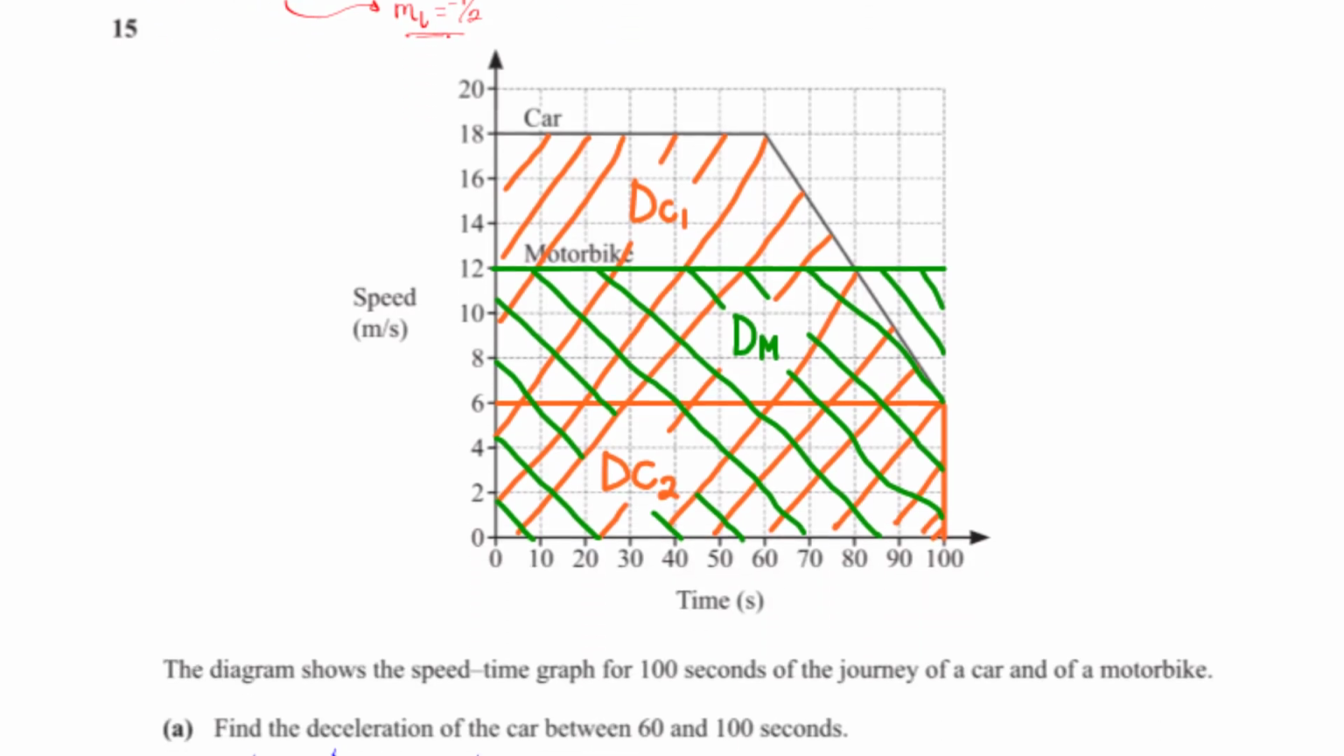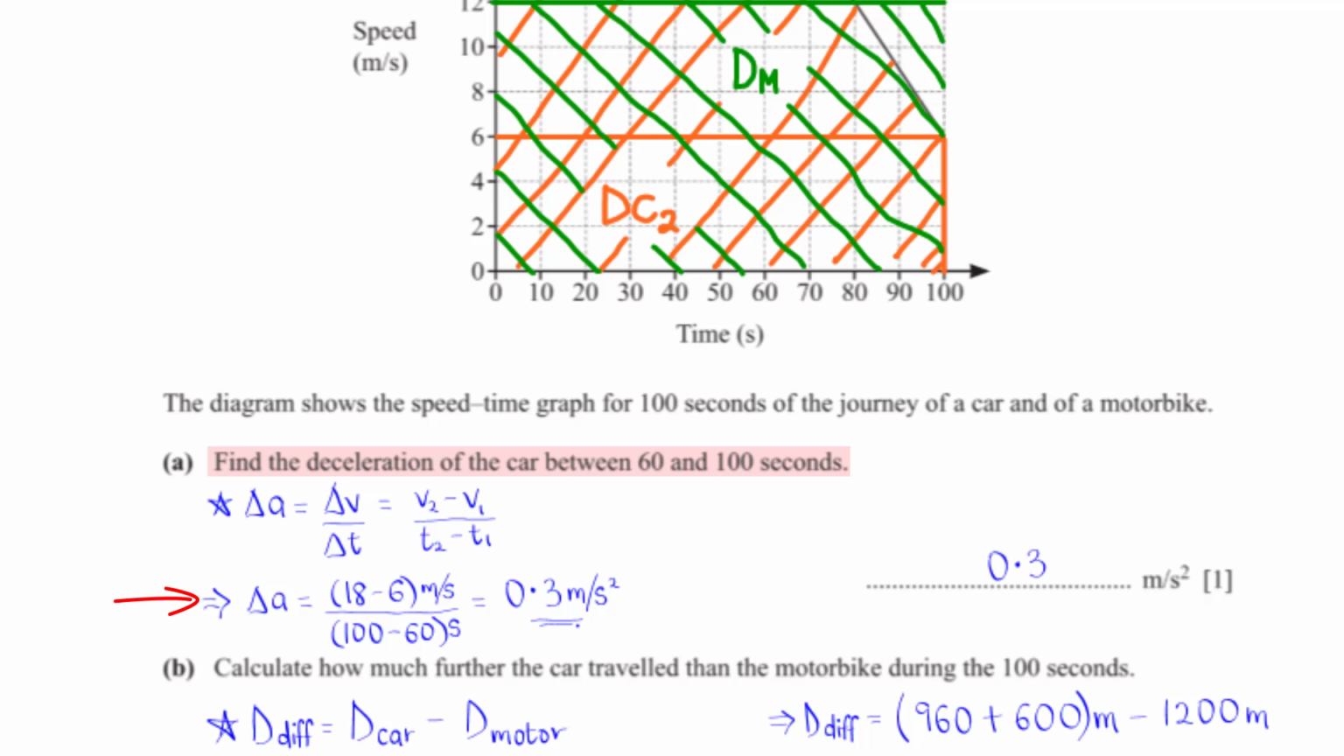The diagram shows the speed time graph for 100 seconds of the journey of a car and a motorbike. Find the deceleration of the car between 60 and 100 seconds. Finding the deceleration of the car between 60 and 100 seconds is equal to finding the slope of the graph between t equals 60 and t equals 100. So when we use these 2 points, we have the acceleration as (18 minus 6) meters per second divided by (100 minus 60) seconds, and that gives us 0.3 meters per second squared.